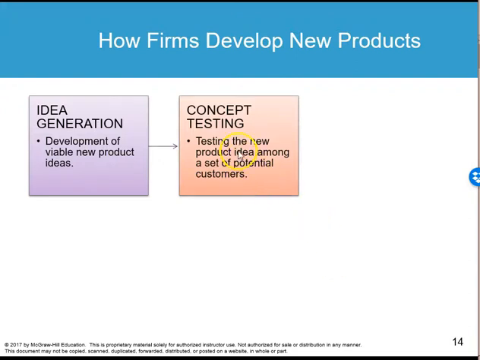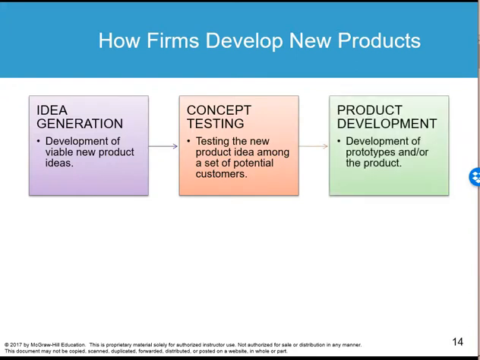And this is where you test the new product idea among a set of potential customers. Usually this idea is in written form, and you ask people, how likely are you to buy this? Of course, many times customers say that they are interested in buying a product in this concept testing phase that may ultimately not be purchased by them during commercialization. But based on concept testing with your target markets, then you move on to actually producing the product for prototype or alpha and beta testing.